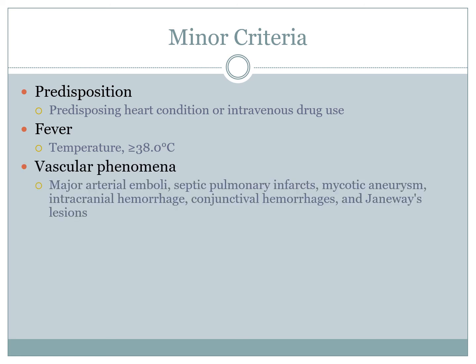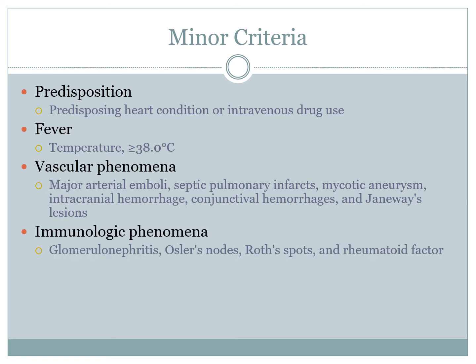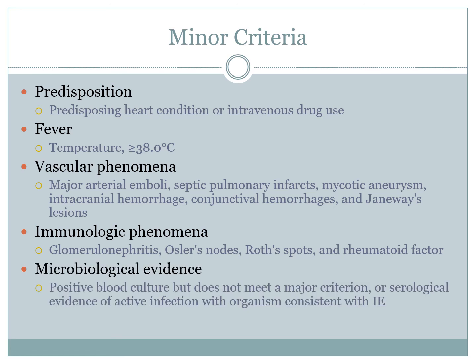You can have vascular phenomena such as major arterial emboli, septic pulmonary infarcts, mycotic aneurysm, intracranial hemorrhage, conjunctival hemorrhages, and Janeway lesions. You can have immunological phenomena such as glomerulonephritis, Osler's nodes, Roth spots, and rheumatoid factor. Or you can have microbiological evidence that does not qualify for a major criterion, but does qualify for a minor criterion, such as a positive blood culture or serological evidence of active infection consistent with infective endocarditis.